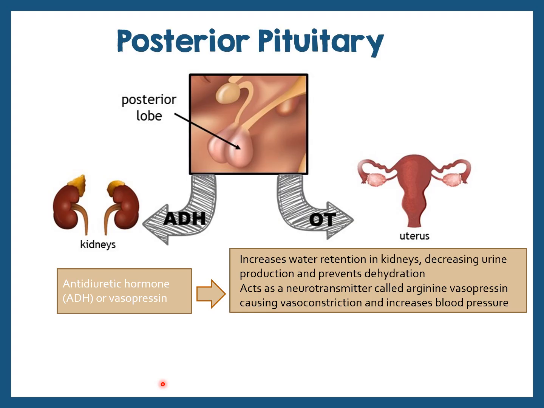So when the posterior pituitary gland does release antidiuretic hormone, it is also called vasopressin. But that is going to cause water retention in the kidneys. It's going to decrease urine production and prevent dehydration. It's also going to act as a neurotransmitter called vasopressin. And vasopressin causes vasoconstriction or constriction of blood vessels, and that will in turn increase blood pressure.